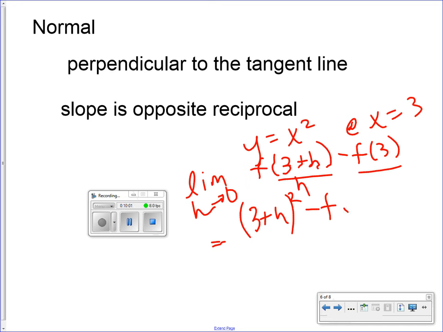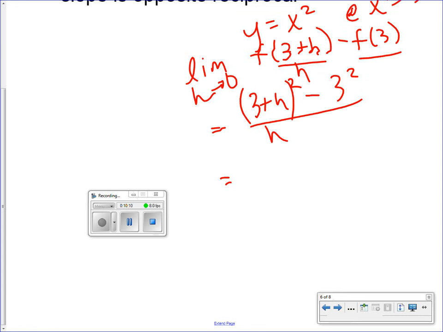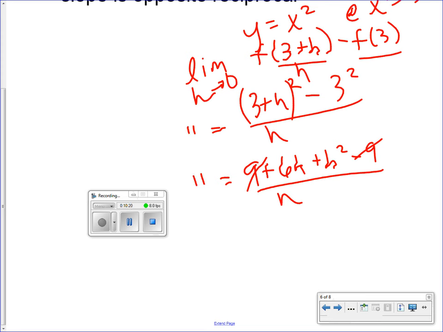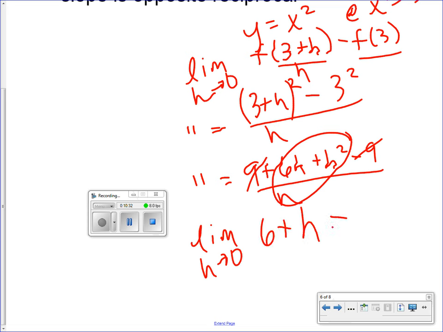I'm going to plug 3 into the equation. So I have 9 plus 6h plus h squared minus 9, and the 9's cancel out. I really should be copying my limit notation, but I'm trying to save some time here. So the limit as h approaches 0 of this, and I can already see that the h will factor out and leave me with 6 plus h. And when I directly substitute 0 in, I get 6. 6 is the slope of the tangent line.